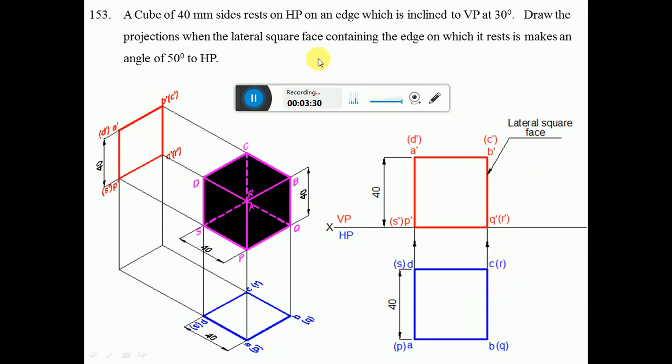Now, the lateral square face containing the edge on which it rests. If it is resting on Q dash, R dash, the lateral square face will be C dash, B dash, Q dash, R dash. It makes an angle of 50 degrees to HP. So that means we need to rotate this face, B dash, C dash, Q dash, R dash, by an angle of 50 degrees to HP. Now we are going to see that.